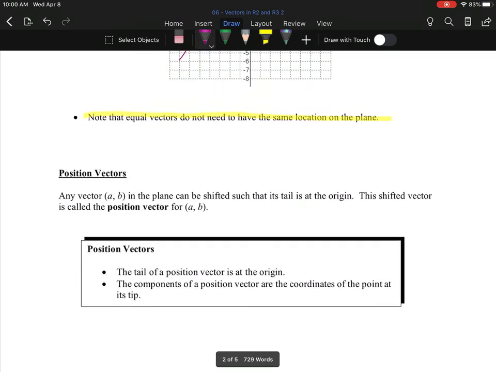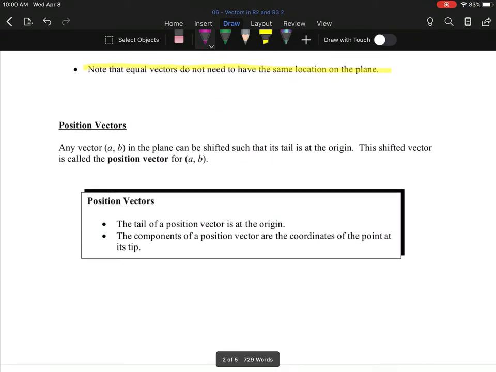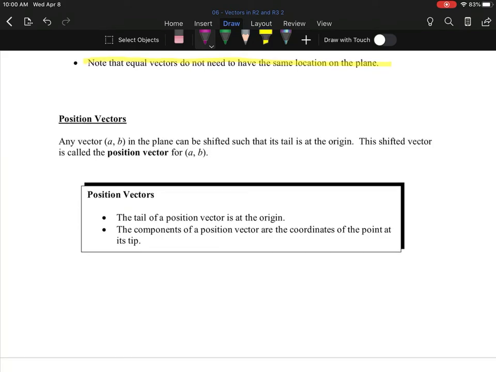So a position vector is a very specific vector. Any vector A, B in the plane can be shifted so its tail is at the origin. And the shifted vector is called the position vector. So if the tail is at the origin, then the components of the position vector are the coordinates of the point of its tip. What do I mean by that?